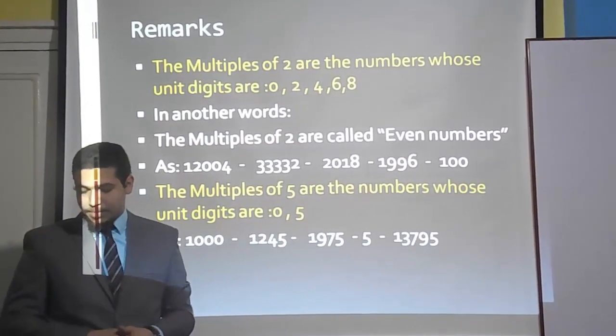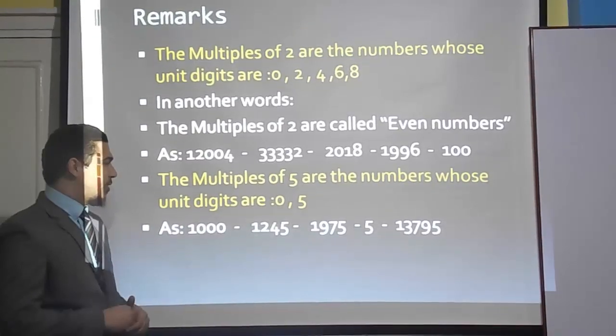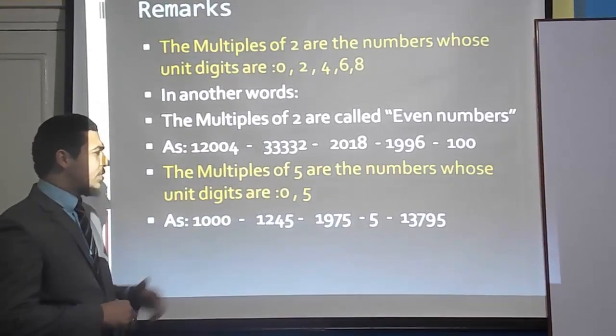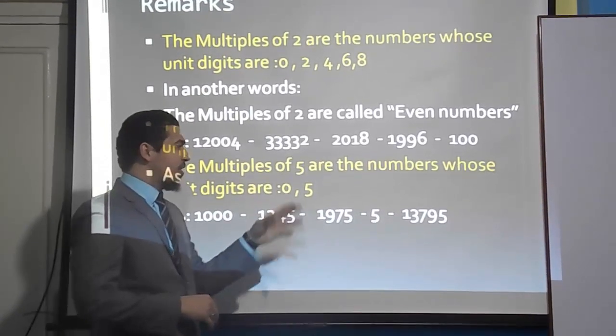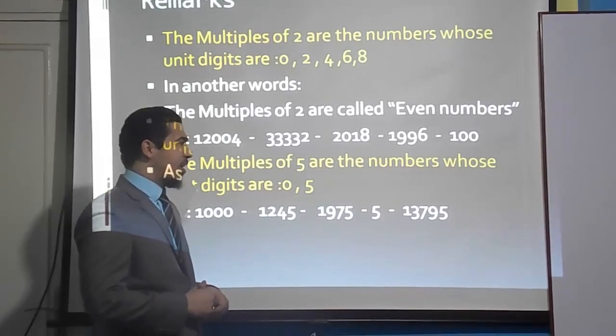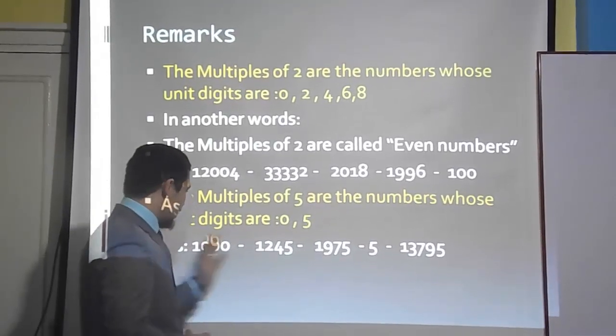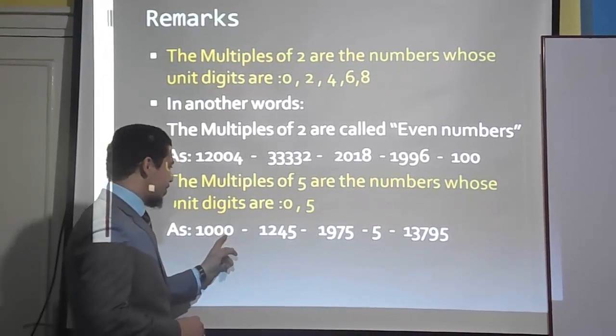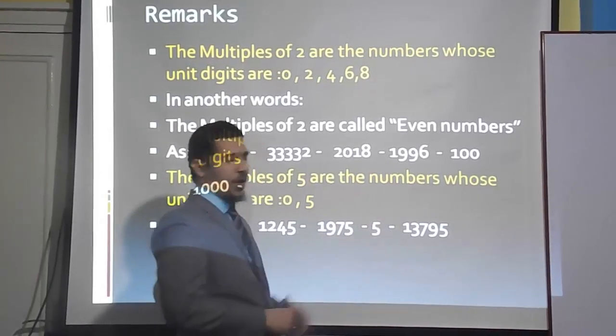And here are some examples. 1,000, 1,245, 1,975, 13,795. In all of them we can see in the unit place 0, 5, 5, 5, 5.